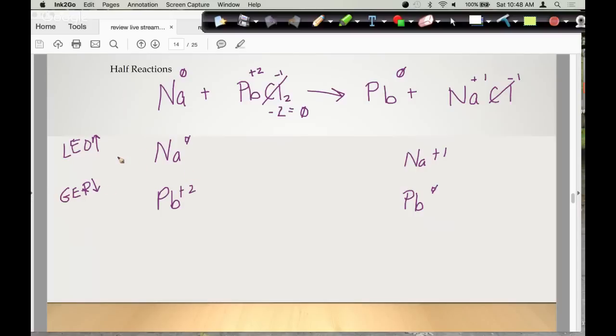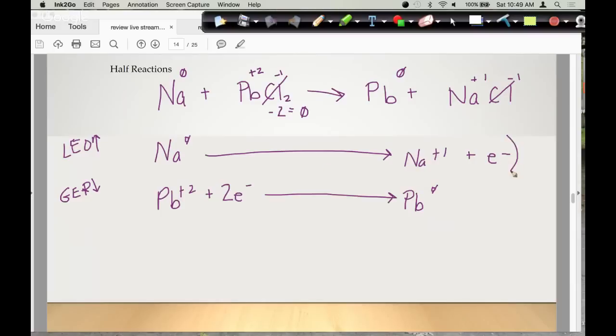With the losing electrons oxidation, the electrons have to go in the products because they are given off. Has to be the same number of electrons that is the difference in charge. For gaining electrons reduction, the electrons go before the arrow. Again, it's the same number as the difference in charge.